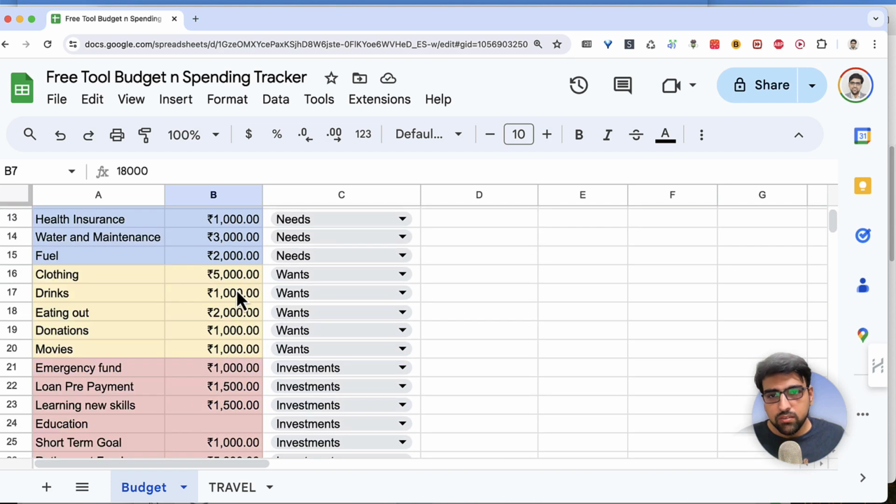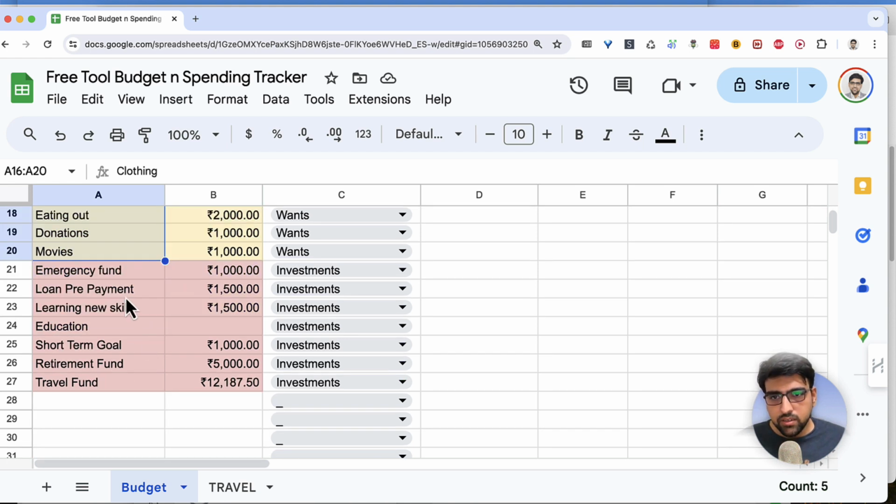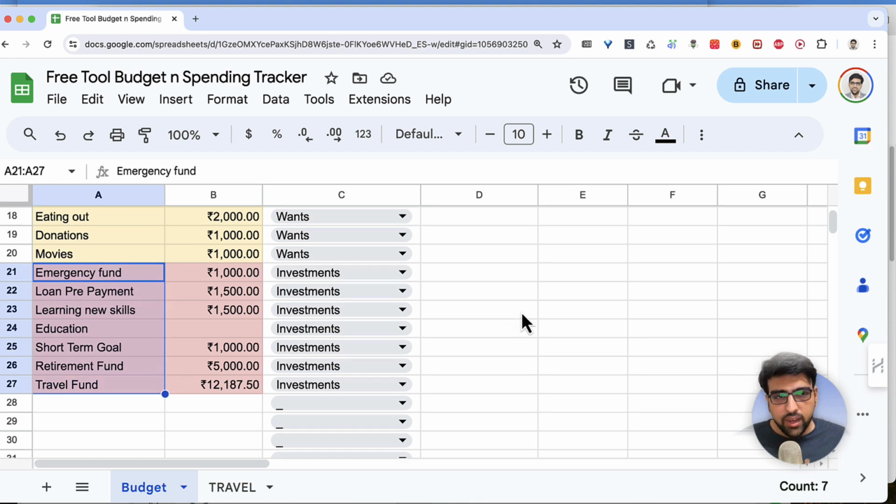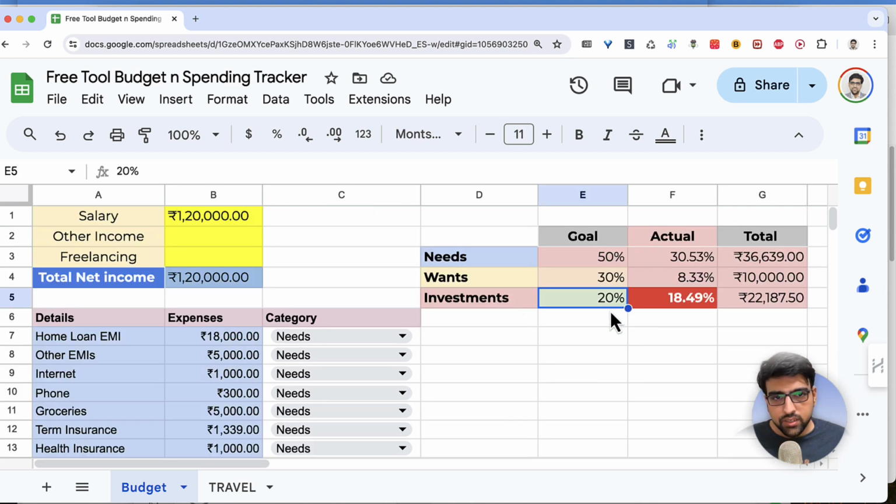Similarly, you can enter for the wants in terms of how much you budget for clothing, drinks, eating out, donations, movies. And then comes your major investment chunk. And while this 20% is an indicative number, it's a minimum number. As your income increases, let us say your one number goes from X to 3X in a few years, don't keep on moving this, keeping this ratio.